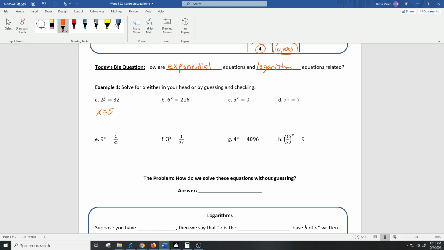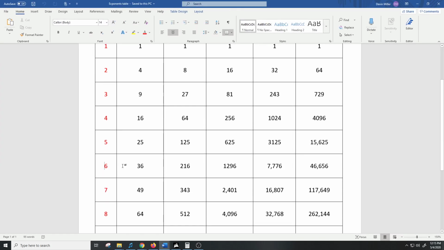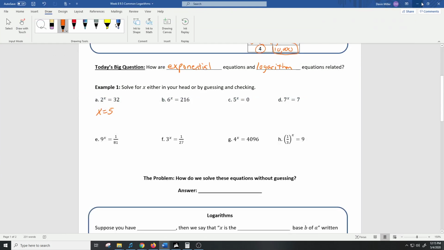Part B. 6 to what power gives you 216? Same thing. You can look at the chart. 6 to what power gives you 216? Third over here. 6. Go across. 216 is the 3rd power. So that means x would equal 3.